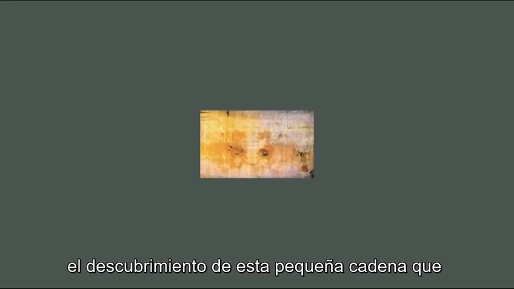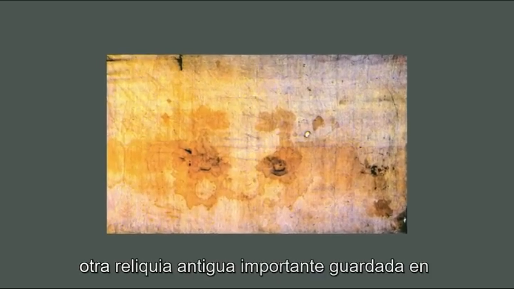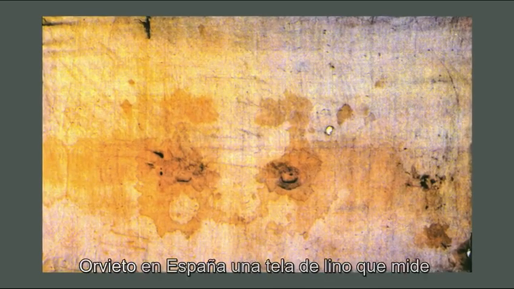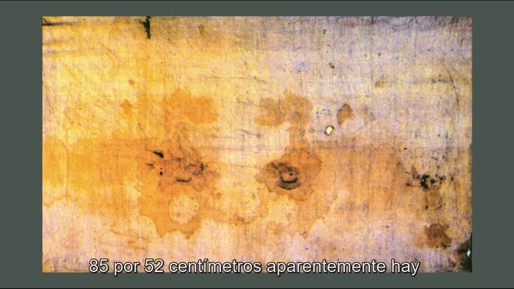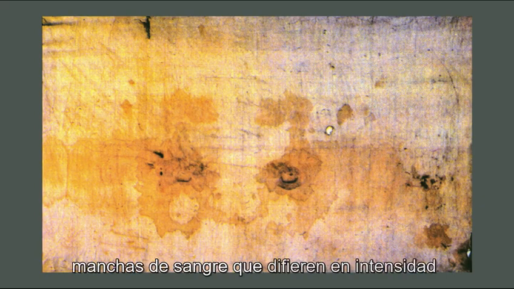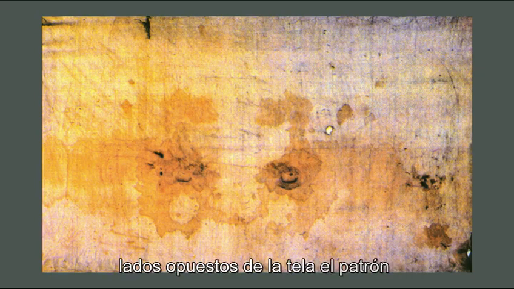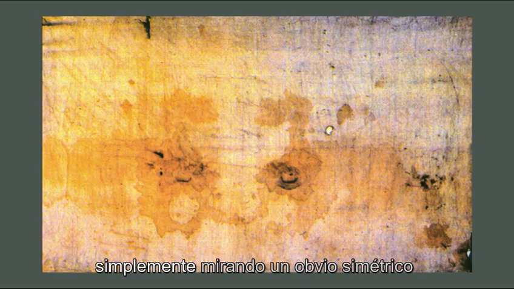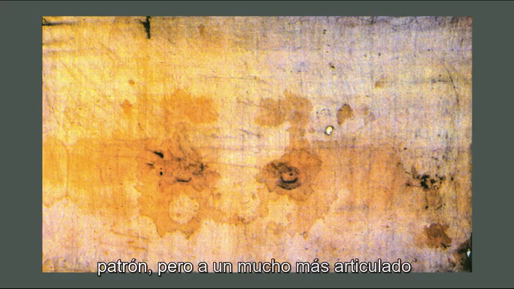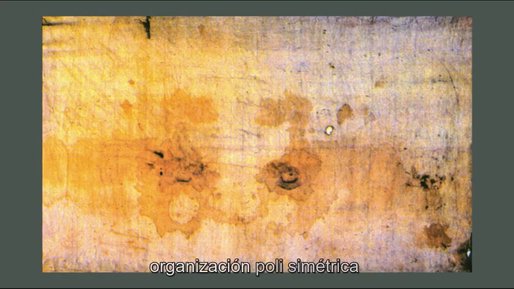The discovery of this small chain links up with the study of the image on another important ancient relic kept in Oviedo in Spain, a linen cloth measuring 85 by 52 centimeters. Apparently there is no effigy on the cloth, only patterns of bloodstains differing in intensity. There are several pairs of truncated conical perforations on the relic. The peaks of each pair of cones are on opposite sides of the cloth. The pattern of the marks suggests that we are not simply looking at an obvious symmetrical pattern, but at a much more articulated polysymmetrical organization.